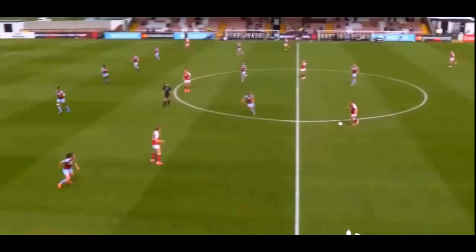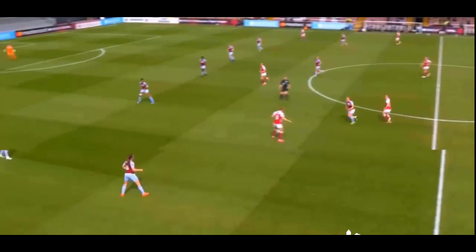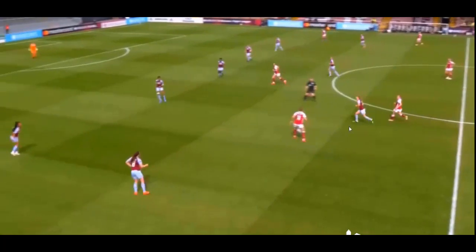Did it always work? No. So you can see here we're quite open and stretched at times. Miedemar's found a really good bit of space. And if this was problematic and happening on a regular basis, then we'd have to make an adjustment in game.